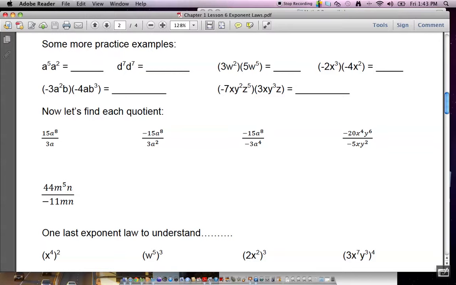Hey, stop. Silencio. Ready? What is 8 to the 5th times 8 to the 2nd, everybody? 8 to the 7. Nice. What's D to the 7 times D to the 7? D to the 14. Nice. Notice that the base is staying the same throughout. D, what do I get? D. A, what do I get?